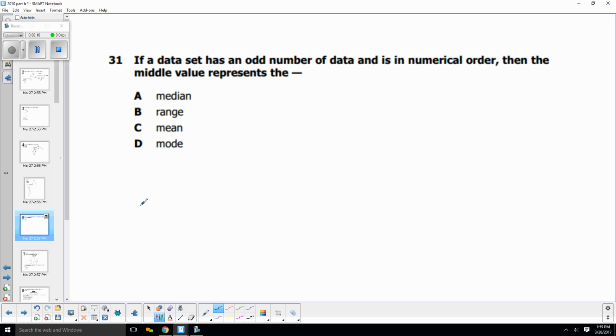Median, you two were describing the median. Mode is the one that appears the most. Now, the answer to this question is median. We just wanted to review the other terms. Median.